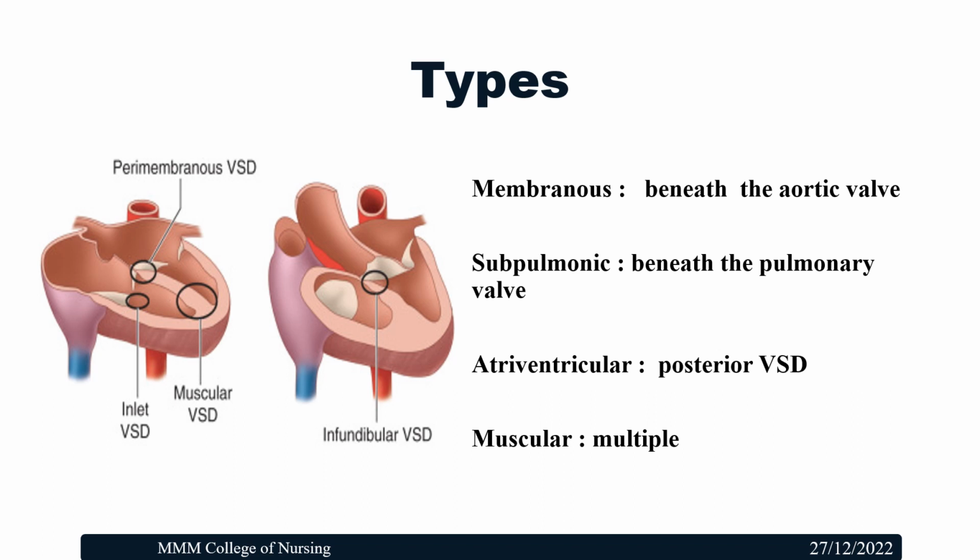Next, atrioventricular is the posterior VSD. And next is the muscular, where there will be multiple small VSDs. So these are the four types: membranous, subpulmonic, atrioventricular and muscular.